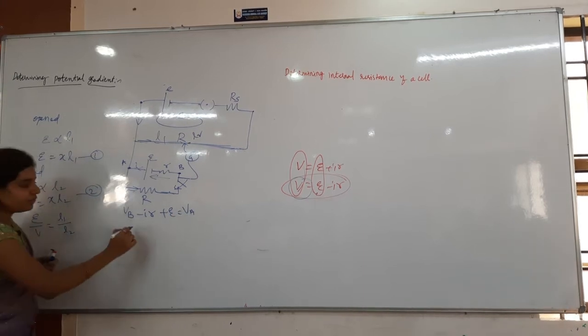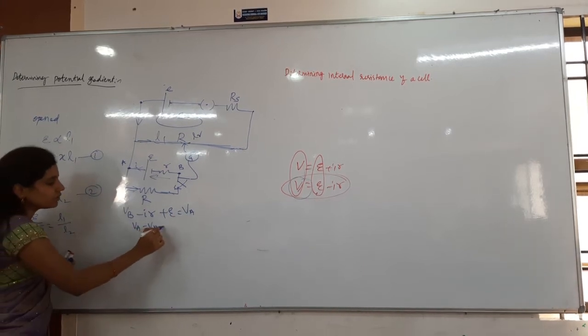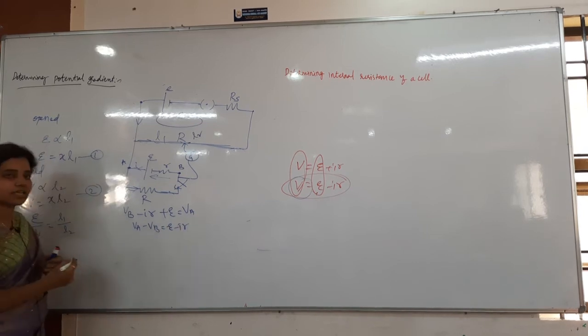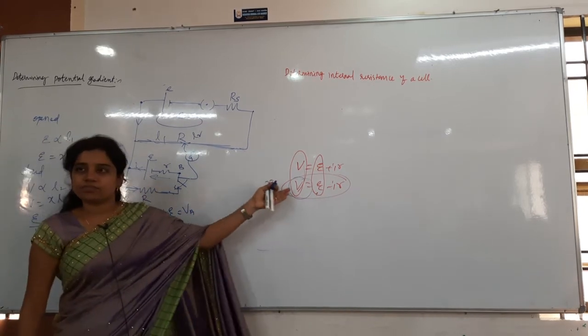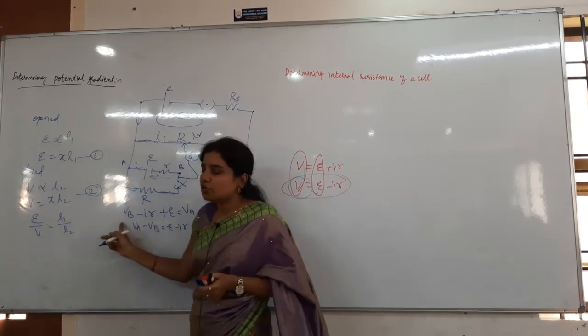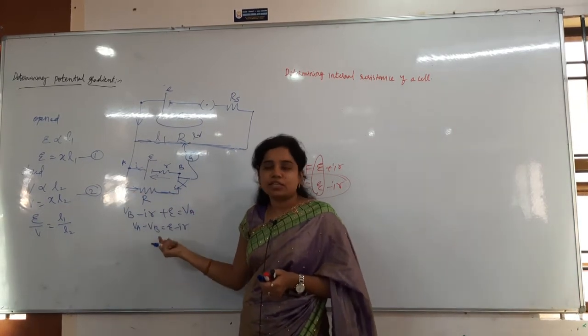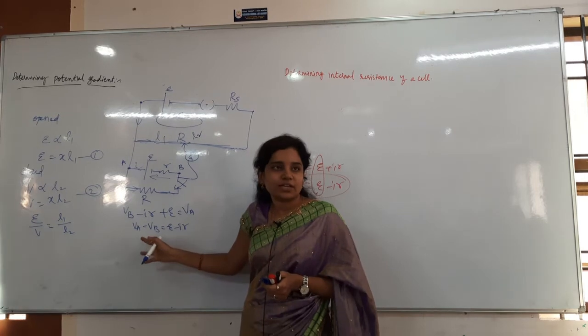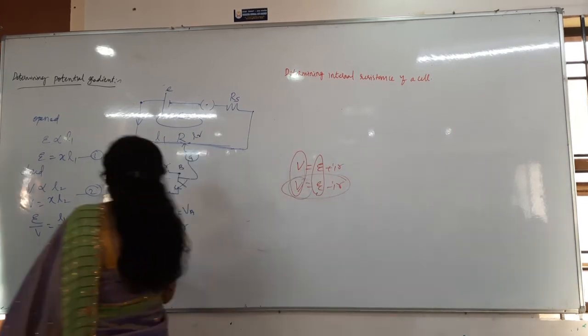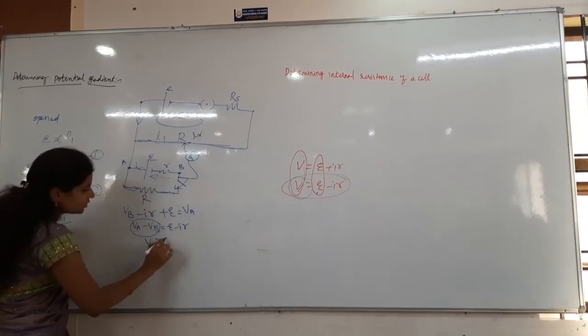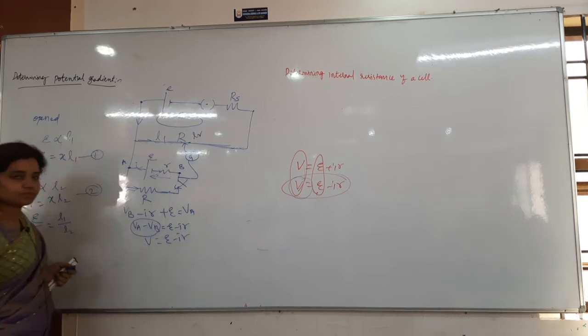Clear? Now VA minus VB is equal to what I can say? E minus IR. That is what I said here. This is discharging, right? So only we got E minus IR. If it is charging, what will we get? E plus IR. You understand, right? Now this is the potential difference whichever we got. V is equal to E minus IR.